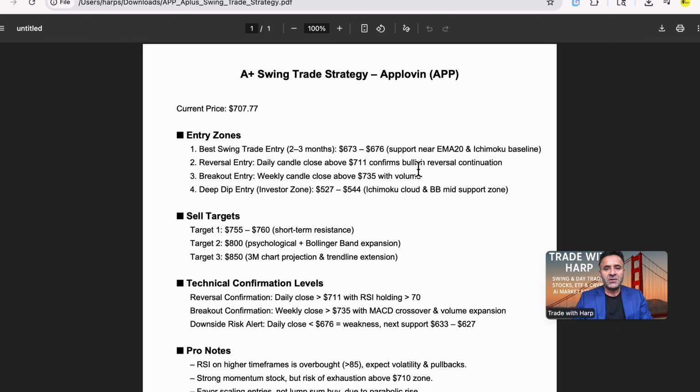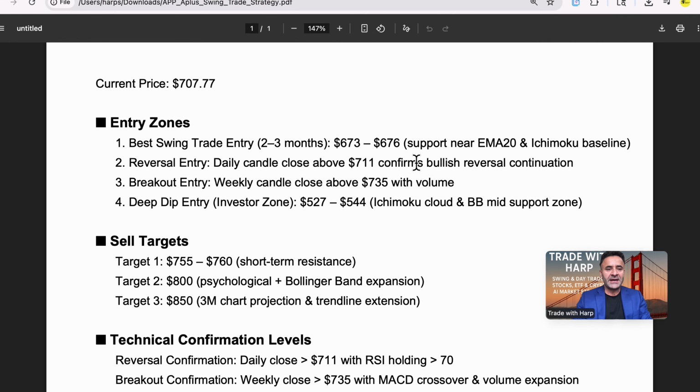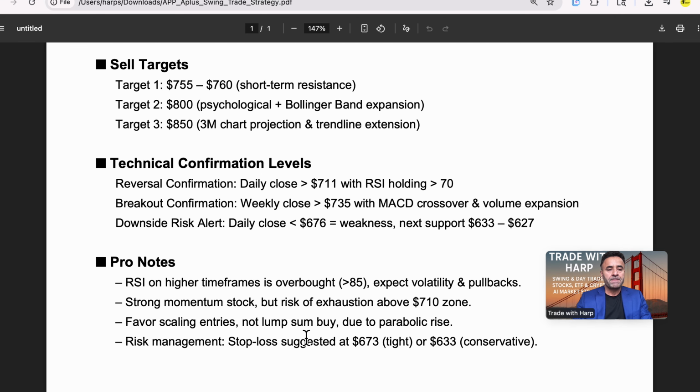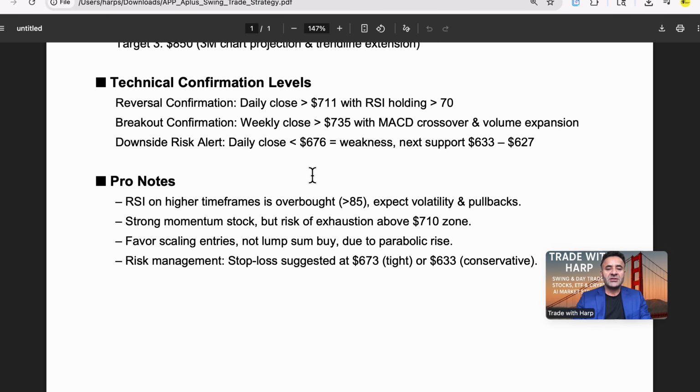For Apple, if you will see the price, before we go to the chart, we'll discuss a little bit about the price. The current price 707 we made yesterday. So best entry level 673, 676, 20 EMA Ichimoku baseline, and the reversal entry 711, and then the breakout 735, deep dip 527. So we'll see how we can get entries. And the targets here, technical confirmations over here, pro notes over here. You can study. This is your homework.